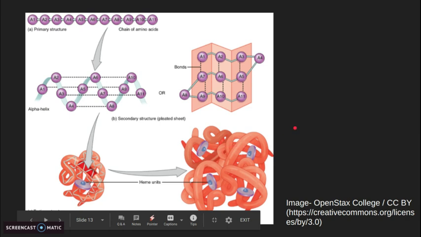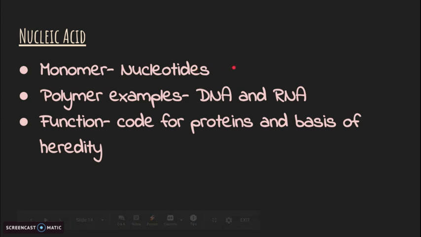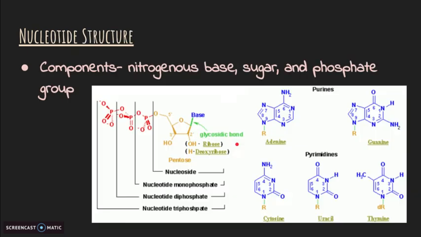So the last macromolecule I'm going to talk about today is a nucleic acid. So the monomers of nucleic acids are nucleotides. And the most famous examples of nucleic acids are DNA and RNA. It codes for the proteins, and it's the basis of heredity, the basis of life, really. So this is a nucleotide structure. A nucleotide is made up of a nitrogenous base, sugar, and phosphate group.